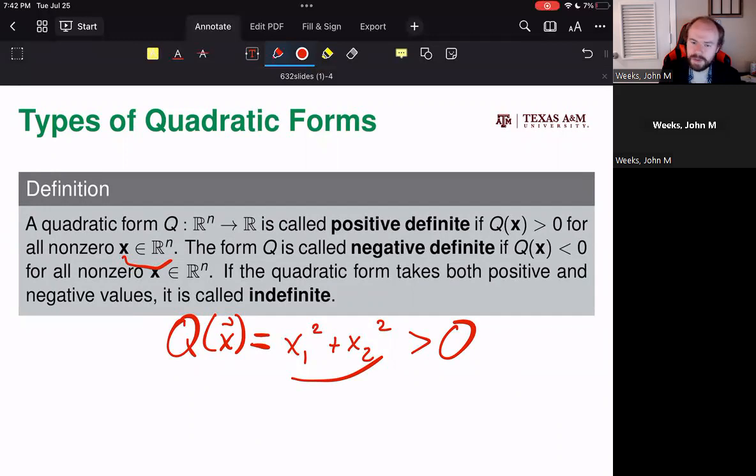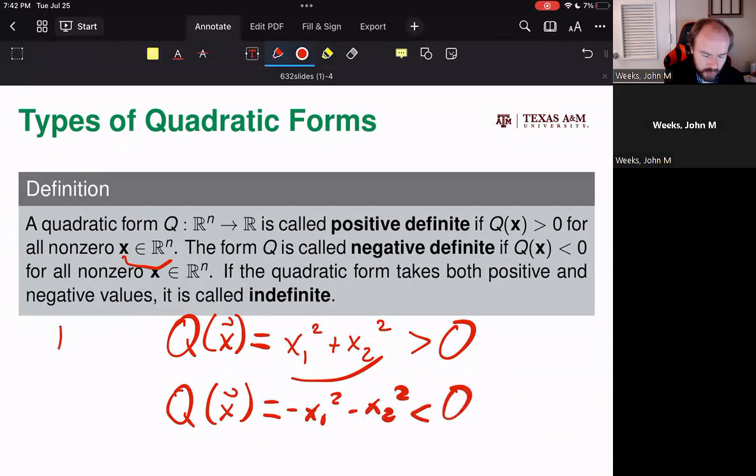Now we're going to say that the form Q is negative definite whenever Q of X is less than 0, something like maybe negative x1 squared minus x2 squared. So here we have positive definite versus negative definite.